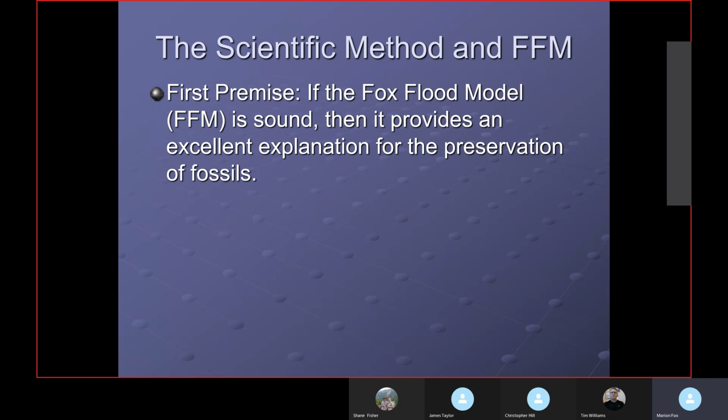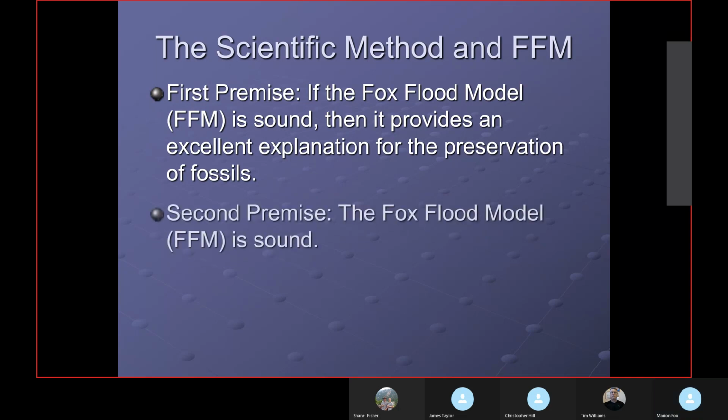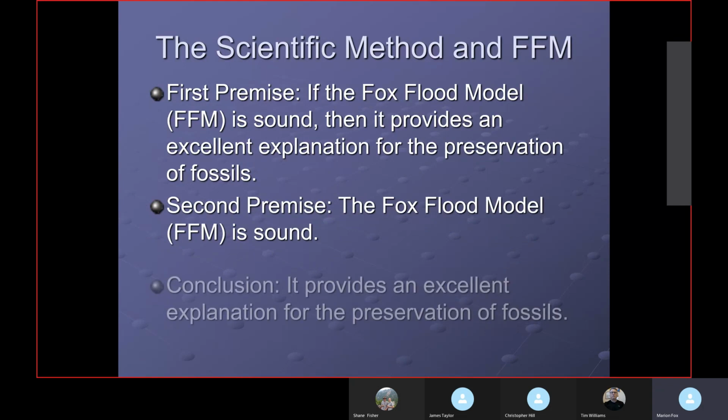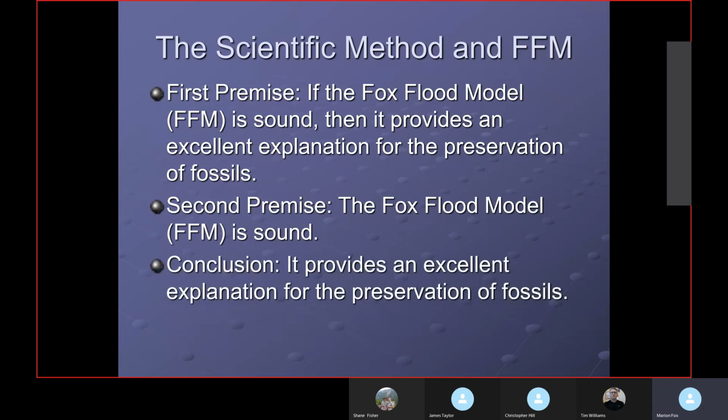If the Fox flood model is sound, it provides an excellent explanation for the preservation of fossils. And it is sound, so it provides an excellent explanation. Again, we haven't falsified my hypothesis. That's what we're trying to do, is falsify it to show it's not correct. Failure to falsify just enhances its credibility.